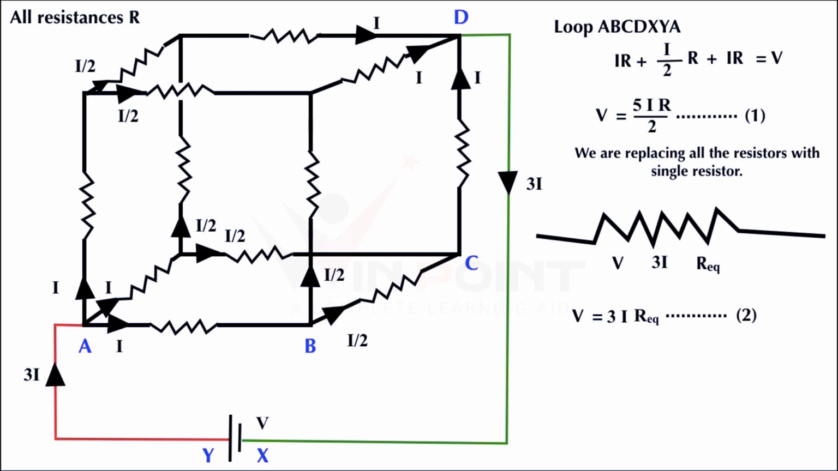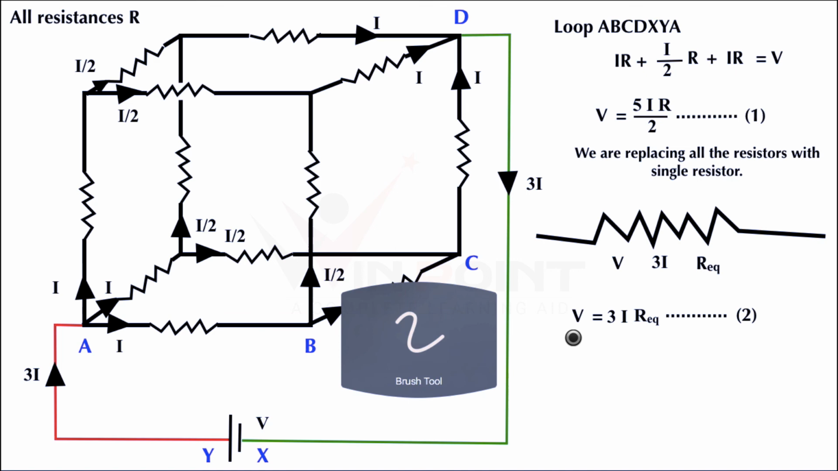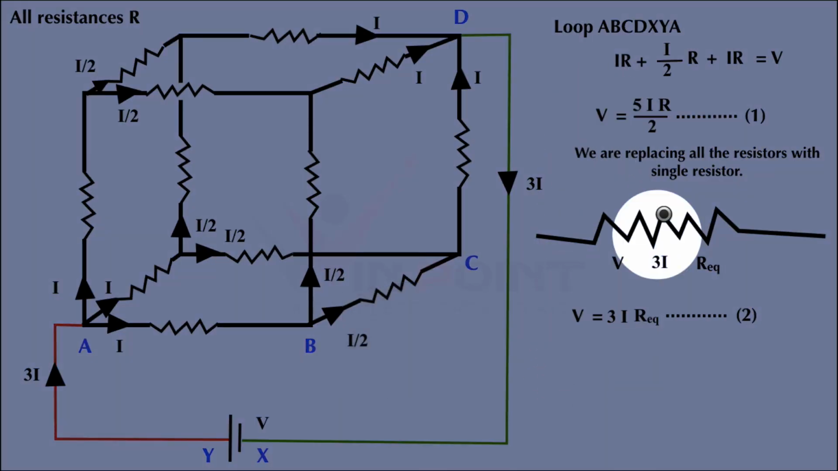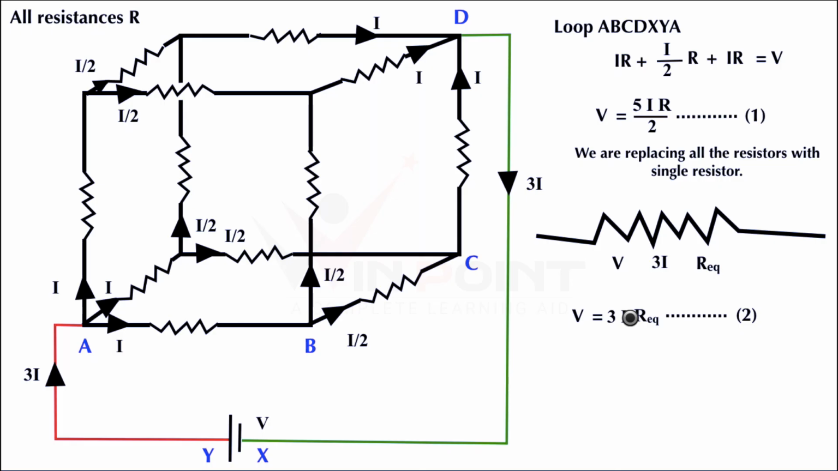Now we are comparing 1 and 2. What are we going to get? The LHS is the same, right? Here the LHS is the same, so the RHS will be equal. Comparing 1 and 2, we get 3I R equivalent equal to 5IR by 2. Here I and I cancel each other. Then we get R equivalent equal to, taking this 3 to the denominator, 5R by 6. This is our answer.